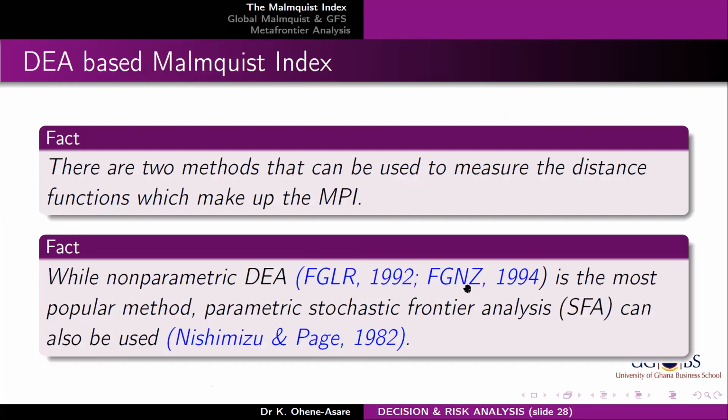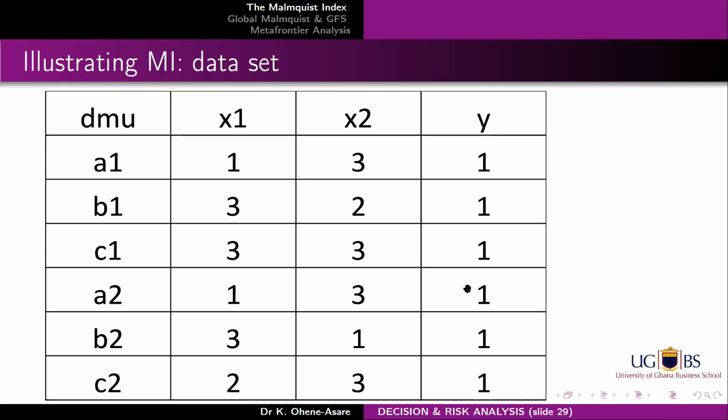I want to use this data to give you an idea about the market. Please, who can tell me how many DMUs do we have here? How many DMUs do we have? Doc, 6 DMUs? No. Please, 3. 3 DMUs, exactly. How many time periods? 2 time periods.